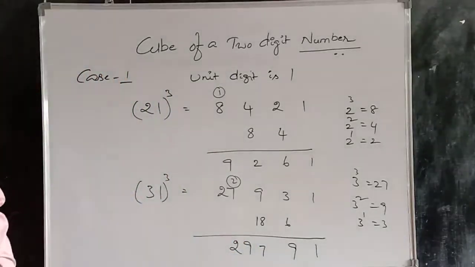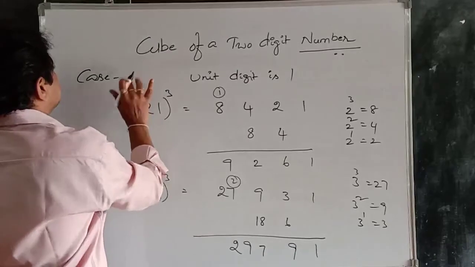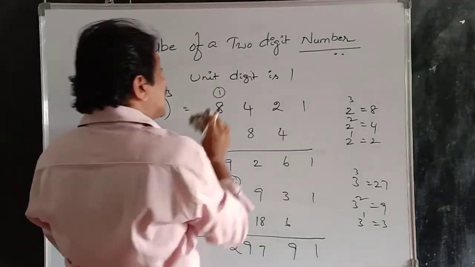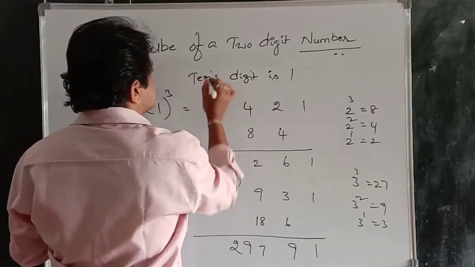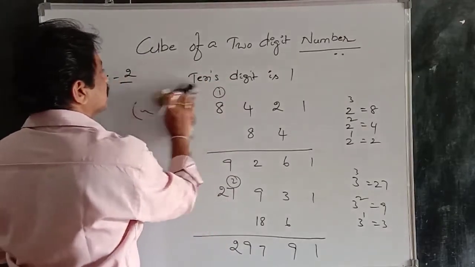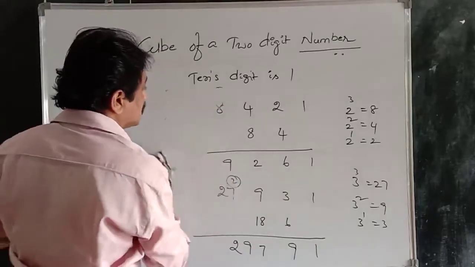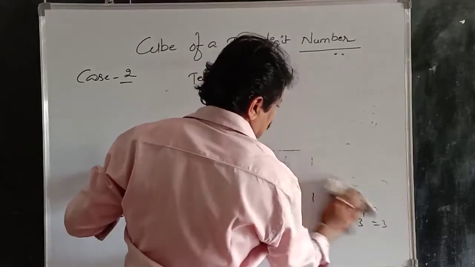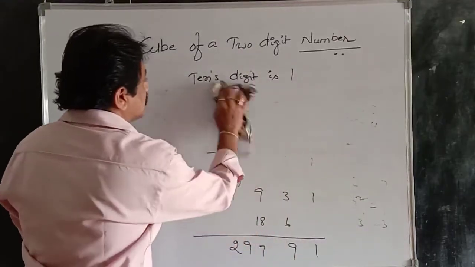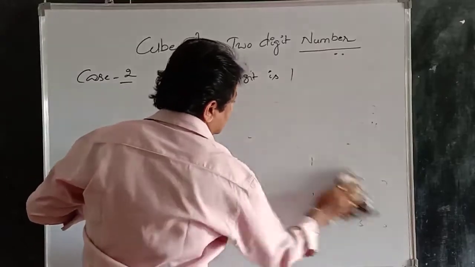Okay. Now we will verify the second case. Case 2. So what is the case 2 here? Here not unit digit, tens digit. Tens digit is 1. So the number will change. So 21 will change to 12 or 31 will change to 13. Like the same method, no formula, anything, you can find the value very easily.